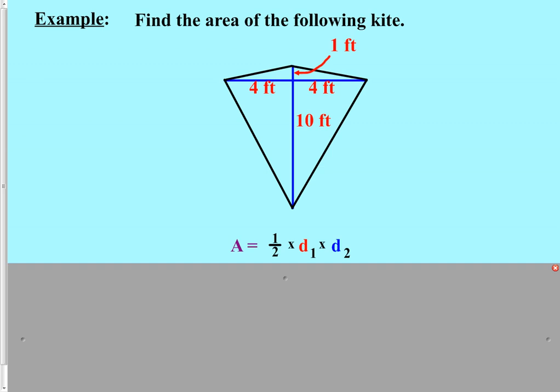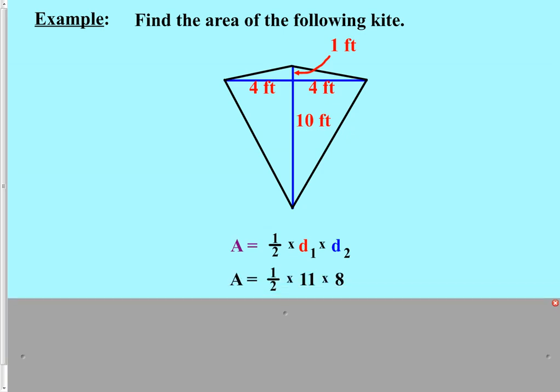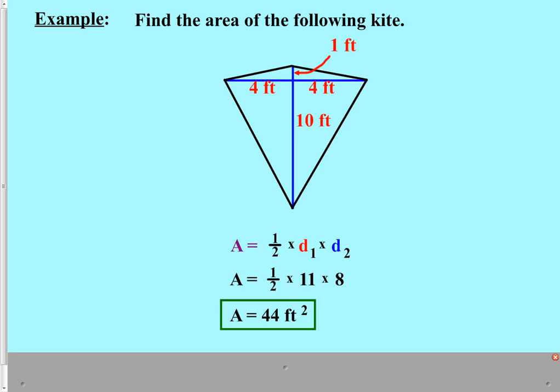Now, as you can see in the picture, the diagonals are intersecting each other. They chop each other into pieces. The overall length of one of the diagonals is 4 plus 4, and the length of the other is 1 plus 10. So obviously we have an 11 and an 8. Well, 8 times 11 is 88, and half of that is 44. The units of measure were feet, so it's 44 square feet. Now that's very easy, a very simple calculation, just a new formula.